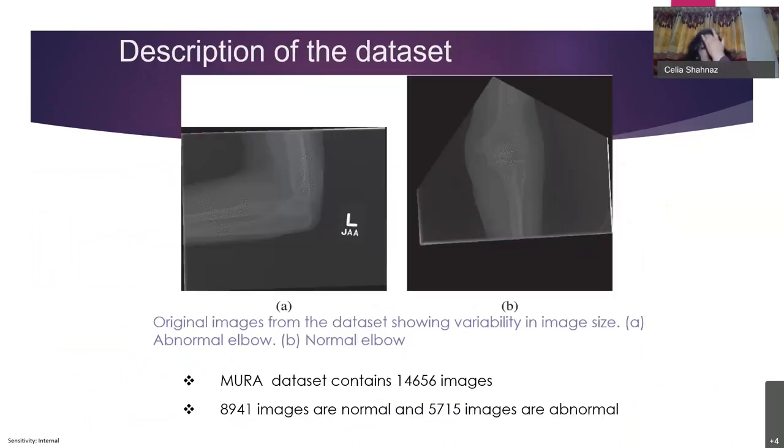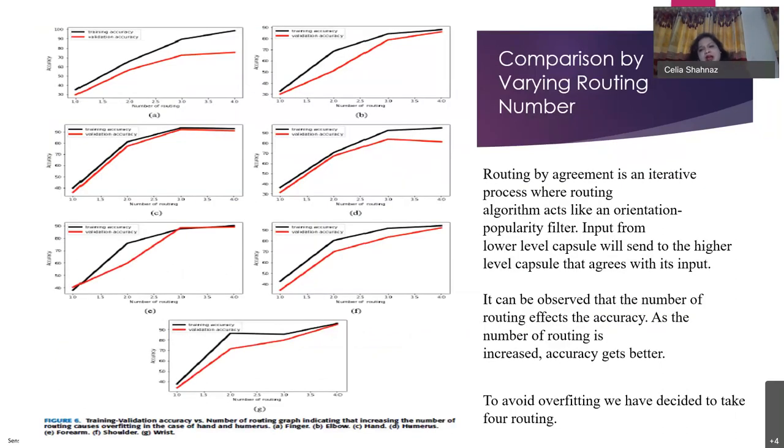This is the dataset, the MURA dataset. 14,656 images are available, 8,941 images are normal, and 5,715 images are abnormal. And this routing algorithm is very important because it gives you the guarantee that input from a lower-level capsule will be sent to the higher-level capsule that agrees with the input.